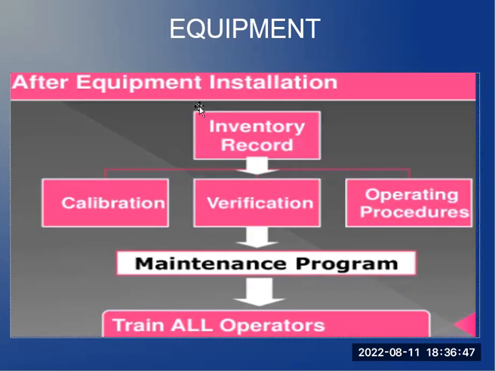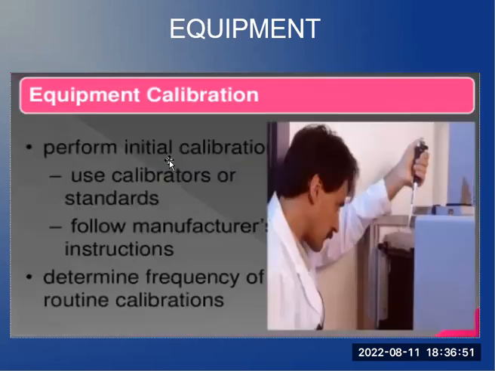Then, next. After installation, equipment calibration will be performed. So initial calibration will be performed. Then we will use calibrators. Of course, because from the word calibration, we need calibrators or standards for that matter. Then follow the manufacturer's instruction guide on how to calibrate the machine or the equipment.